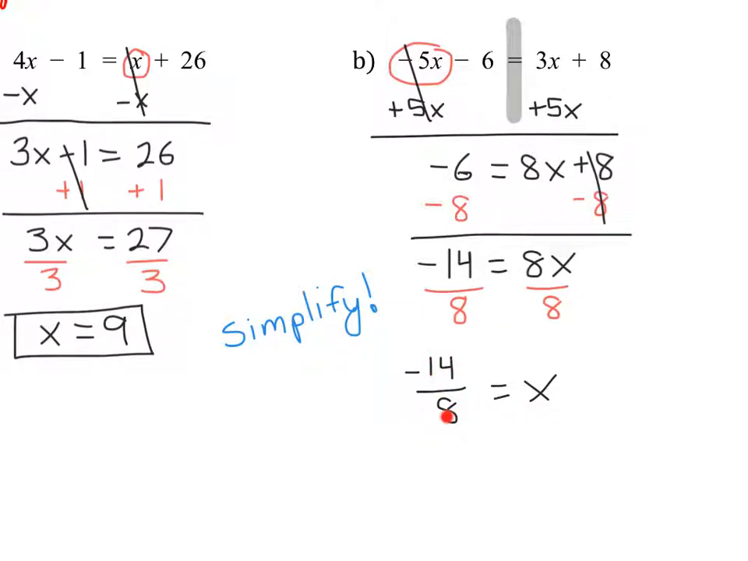So I have 14 and 8. Both of those numbers are divisible by 2. So I can divide by 2 on the top and the bottom. You need to show both. And what I have left is negative 7 over 4 equals x.